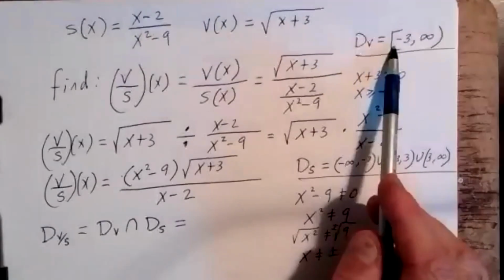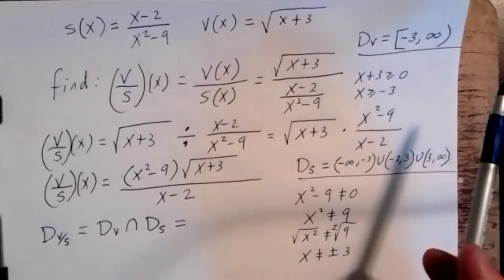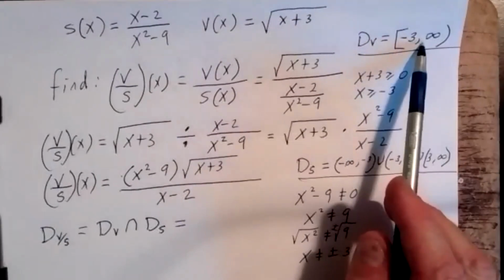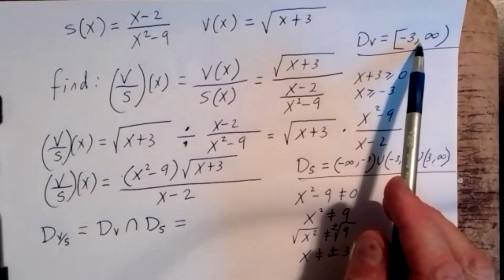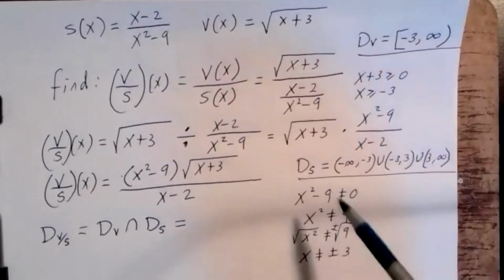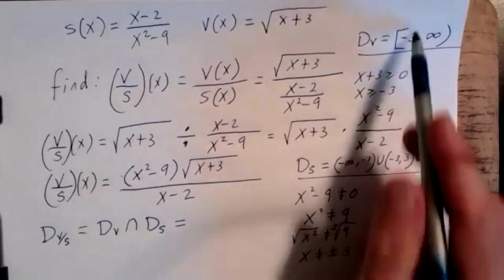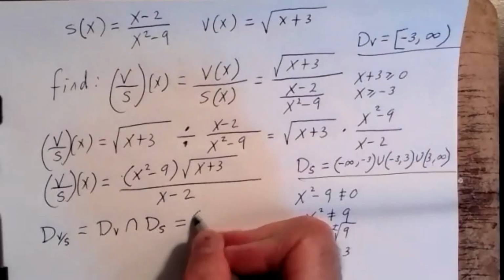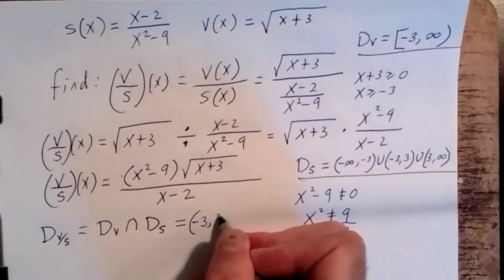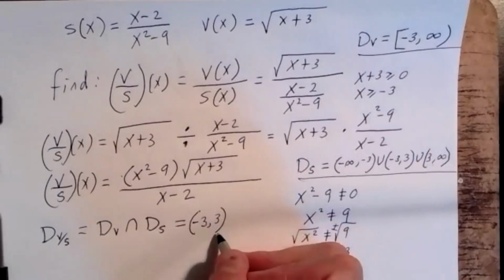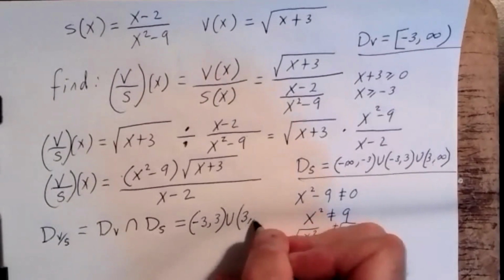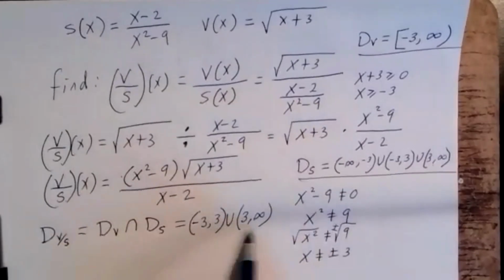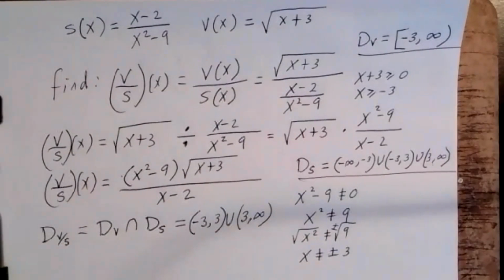But notice negative 3 is in this domain and positive 3 is in this domain. So the intersection of these two domains would be all real numbers greater than negative 3 up to 3, but not including 3, and then all real numbers strictly greater than 3. So the intersection is from negative 3 to 3, not including negative 3 or 3, in union with 3 up to infinity, not including 3. That would be the domain of your quotient function v divided by s of x.